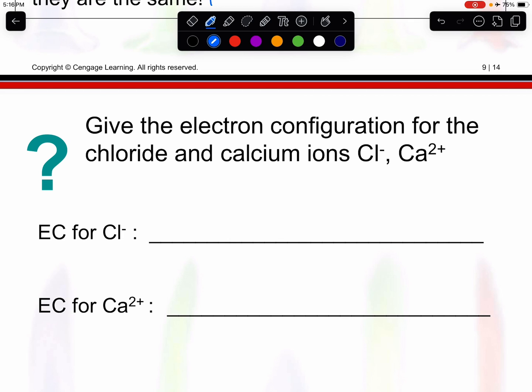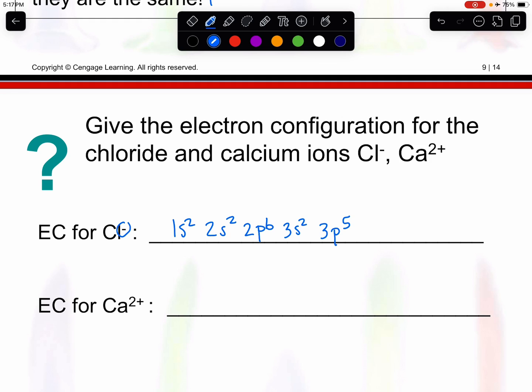So we have chlorine -1 and we have calcium +2. And we're going to go ahead and write our electron configuration for that. Okay, so remember what electron configuration is: 1s2, 2s2, 2p6, 3s2, 3p5. And I'm working from memory here, so hopefully that is correct.